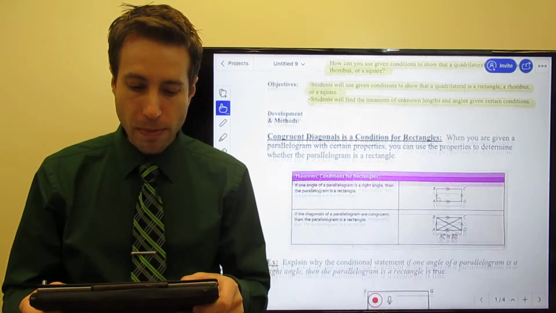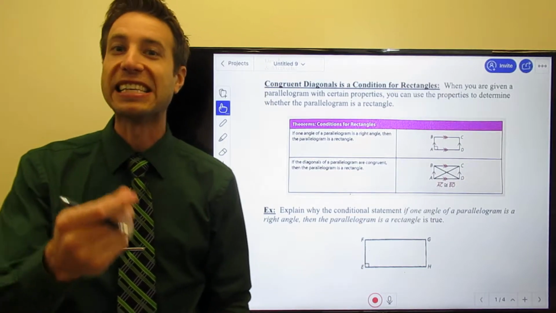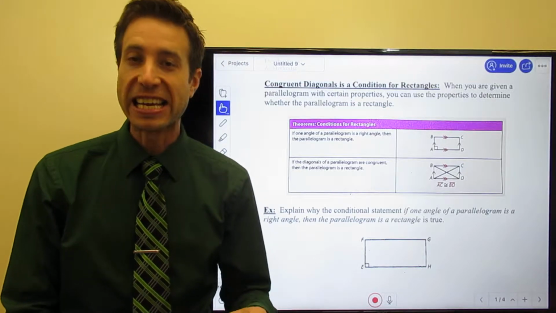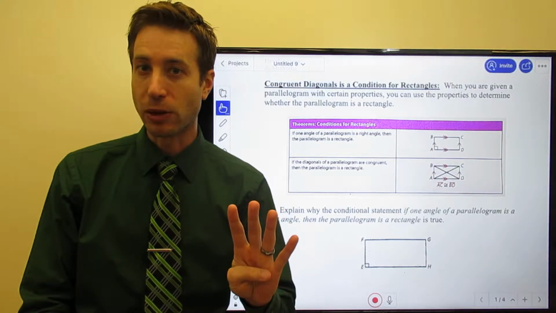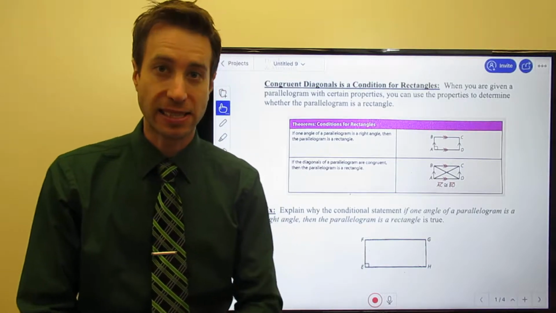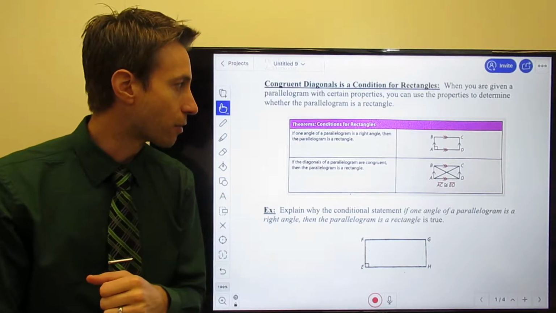What you should remember about rectangles is this. The properties of a rectangle are that a rectangle is a parallelogram. It has 4 right angles. The diagonals are congruent, and they bisect each other. Those are the properties of a rectangle.